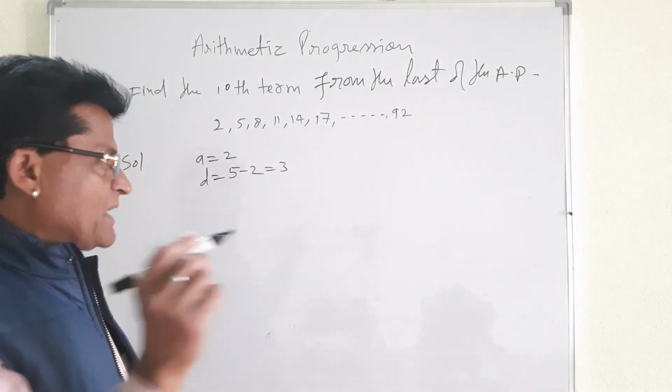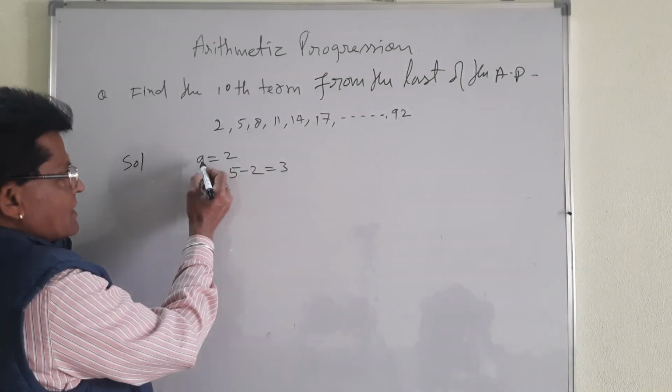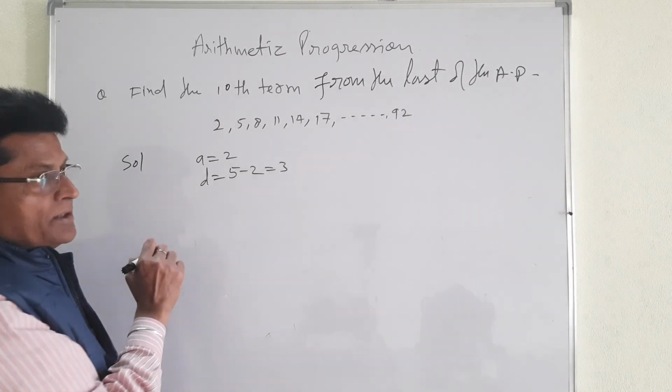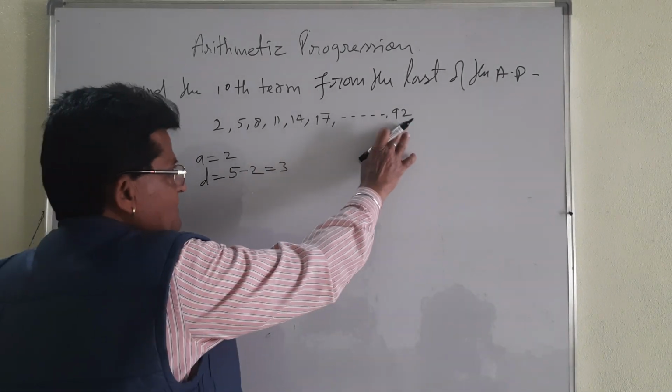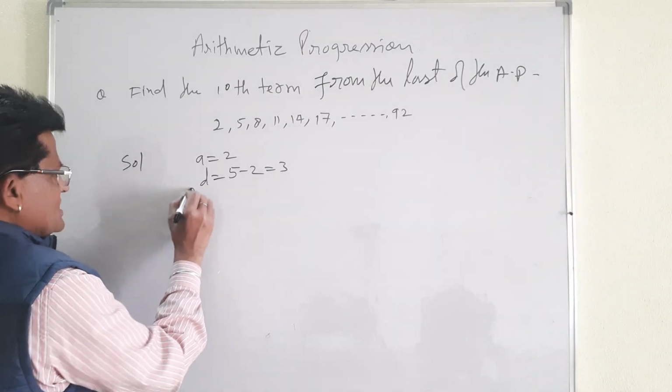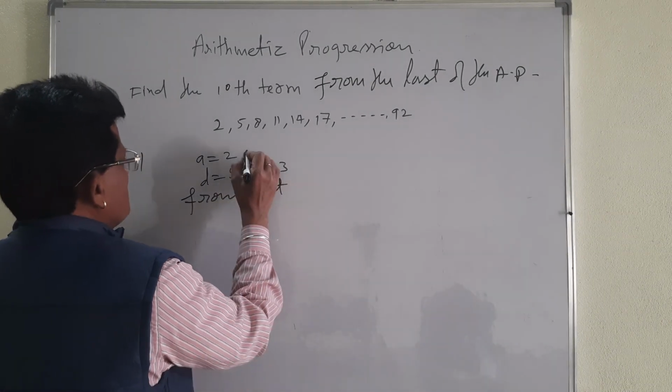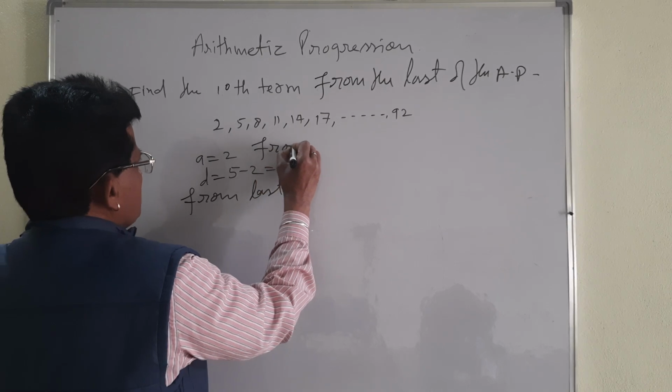Students feel it is difficult how to find the number of terms from the last. That is why you see the first term is a, and the common difference is 3. But we are going to start from the last. Let me take from the last. It is from the beginning.